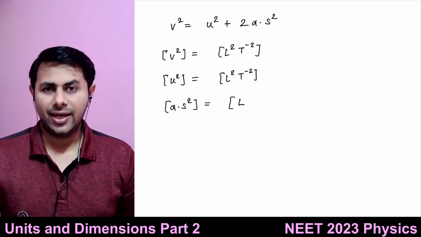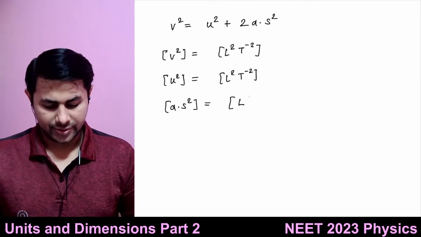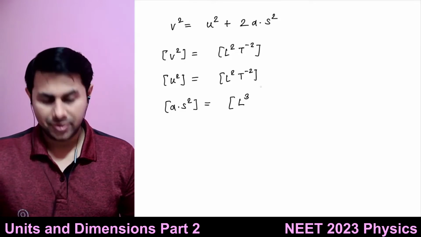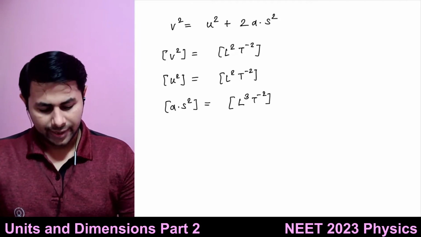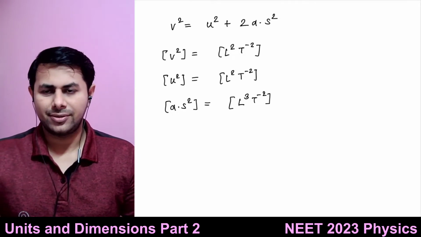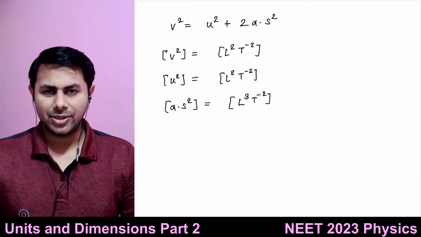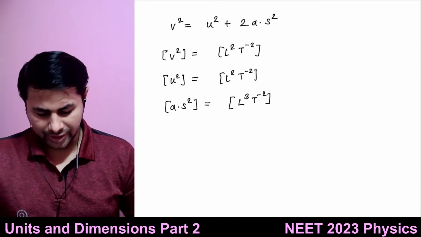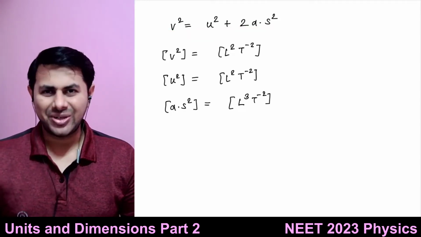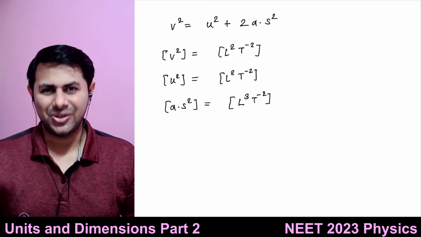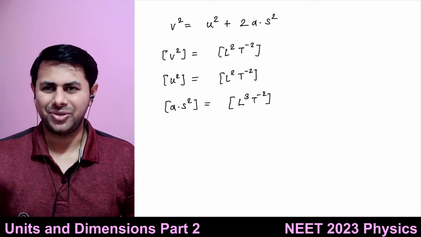There is an extra L. It is L cubed t to the power minus 2. And now the dimensions don't match. So this equation cannot be correct. It is not only dimensionally wrong, it is definitely wrong. It is a wrong equation. You are sure about it.